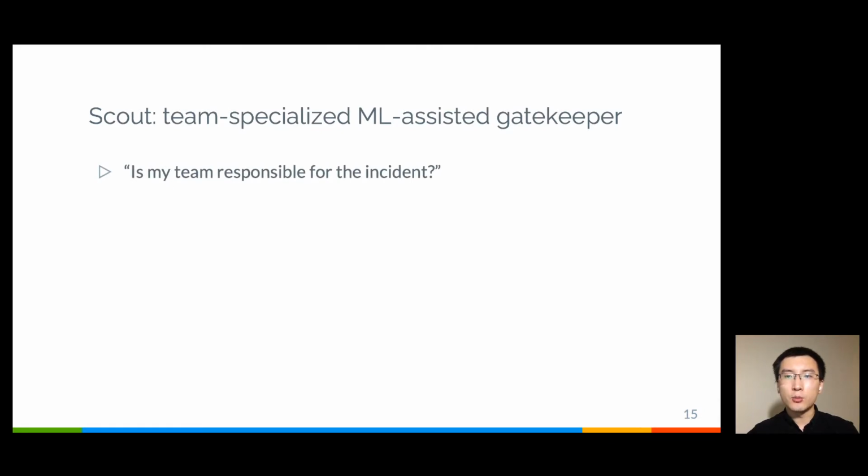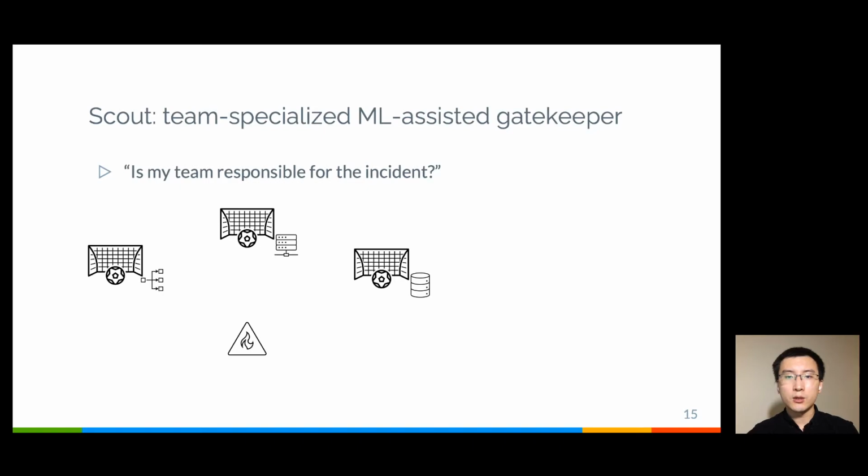Instead of sitting at a global position, the per-team Scout simply answers the question, is my team responsible for the incident? So when an incident is created, the Scout can run local checks and intercept or reject the incident based on the result. The design has 3 advantages. Firstly, each team only needs to maintain 1 Scout, so this solution is realistic and applicable. Actually, according to our findings, not all teams need to build their own Scout. Only teams that are inordinately affected by misroutings should build a Scout.